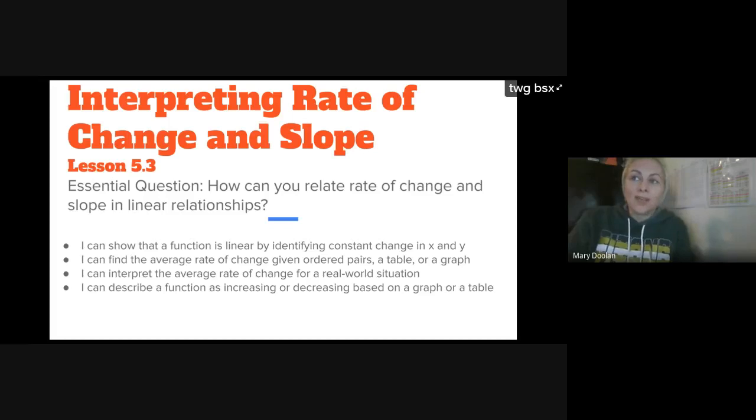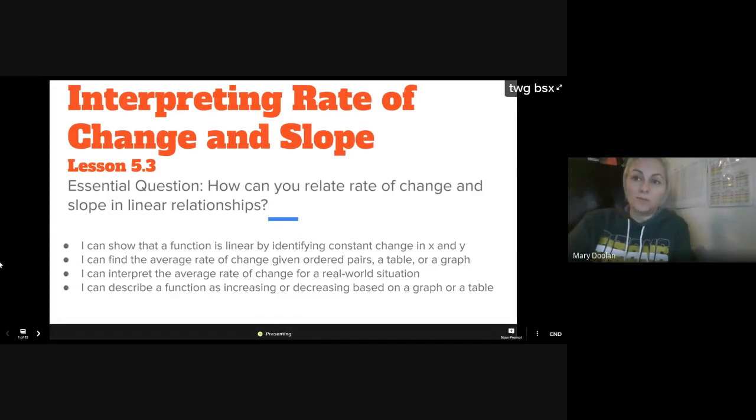I can show that a function is linear by identifying constant change in x and y. I can find the average rate of change given ordered pairs, a table, or a graph. I can interpret the average rate of change for a real-world situation. I can describe a function as increasing or decreasing based on a graph or a table.